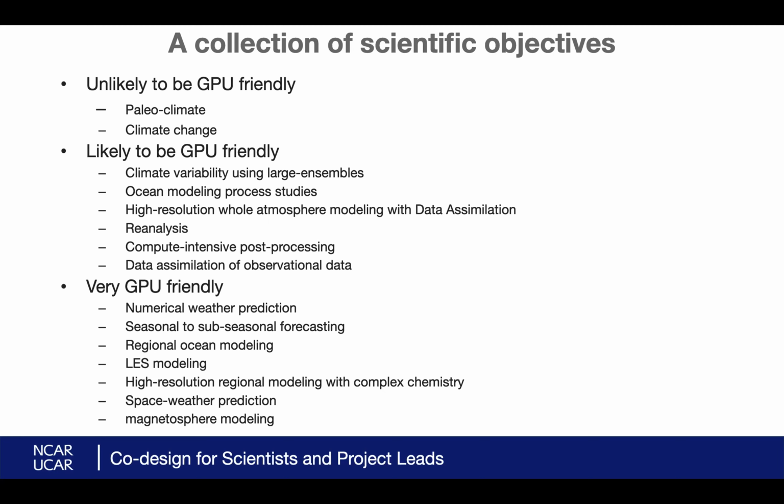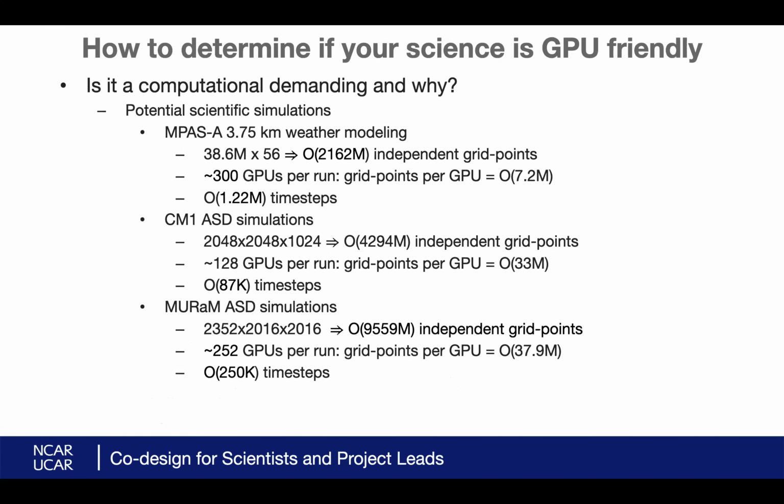So what you see here is that there's actually a good deal of work relevant to the NCAR scientific mission and the community that is likely or is GPU friendly. But again, there's some that are not. We'll go into specifics on how we made this assessment so that you can look at your science objectives and do a similar evaluation. So how do you determine if your science is GPU friendly? This is a fundamental question.